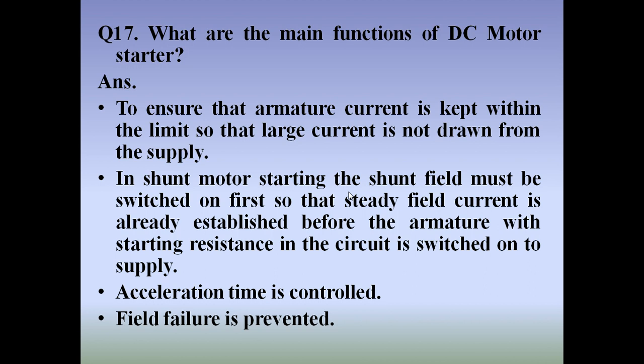Question number 17. What are the main functions of a DC motor starter? To ensure that the armature current is kept within the limit so that a large current is not drawn from the supply. Next point, in a shunt motor, starting the shunt field must be switched on first so that the steady field current is already established before the armature with the starting resistance in the circuit is switched on to the supply. Acceleration time is also controlled and field failure is prevented.